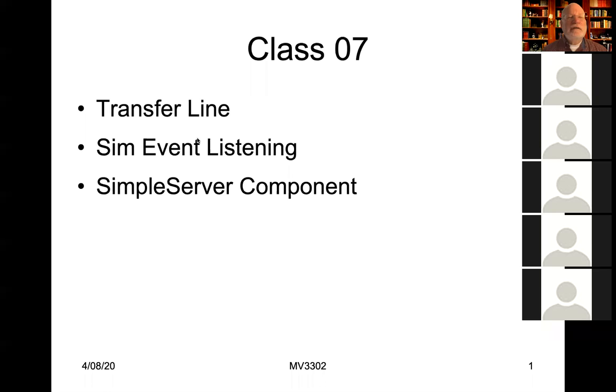Today's topic, I'm going to first talk about an extension of that tandem queue called a transfer line. Basically, if you remember, we took the multiple server queue and said, okay, what if there are two of them? When you leave one, you go to another. What the transfer line does is it generalizes that, and says, what if we have n of these in a row?